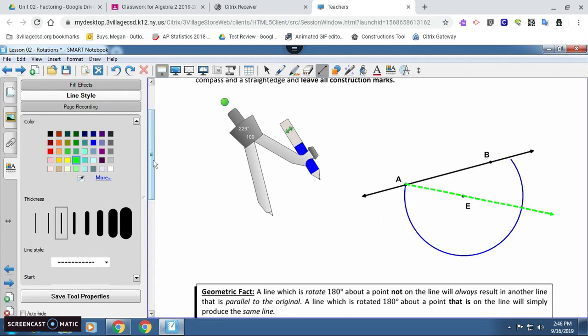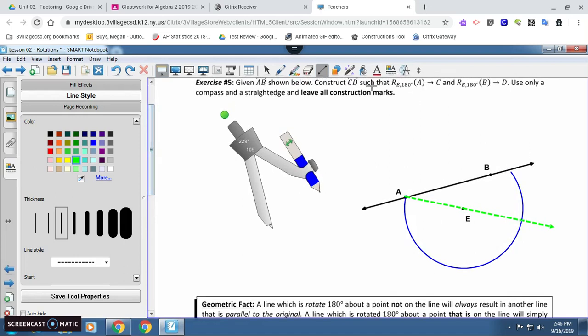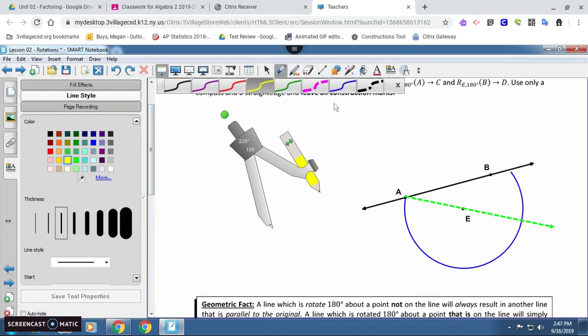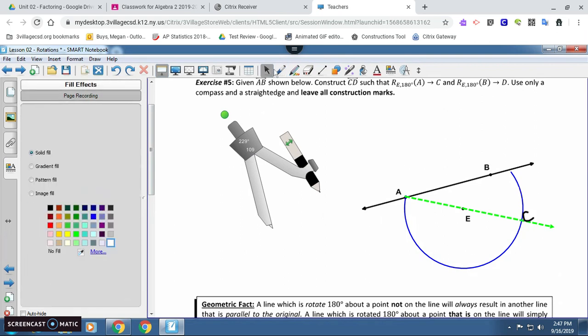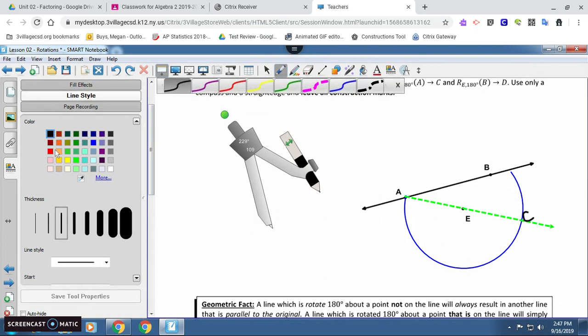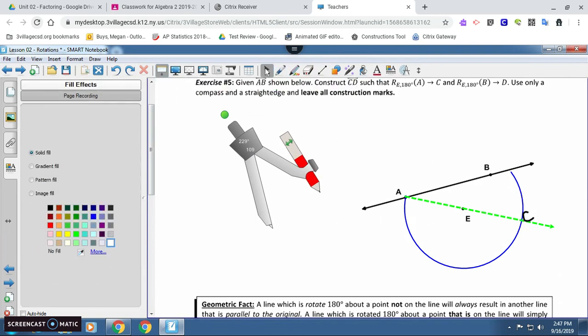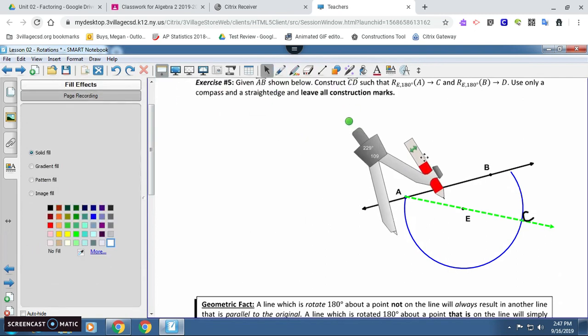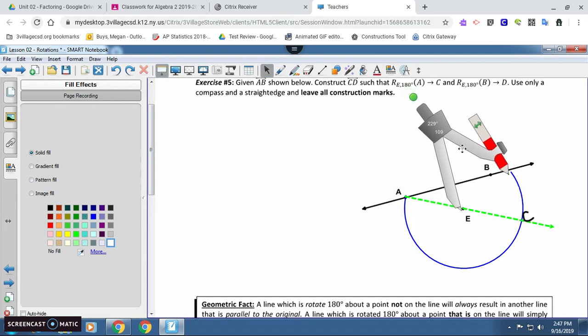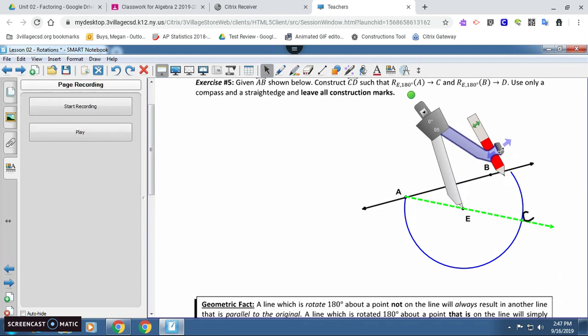Remember, we said A is now going to be C. So I'm going to use that here. And that point right there is our point C. We still need to do the same thing again now from B. So I'm going to make a different color here. I'm going to always start my clear piece at the center of rotation, so that's E. We want to stretch it so it's to B.